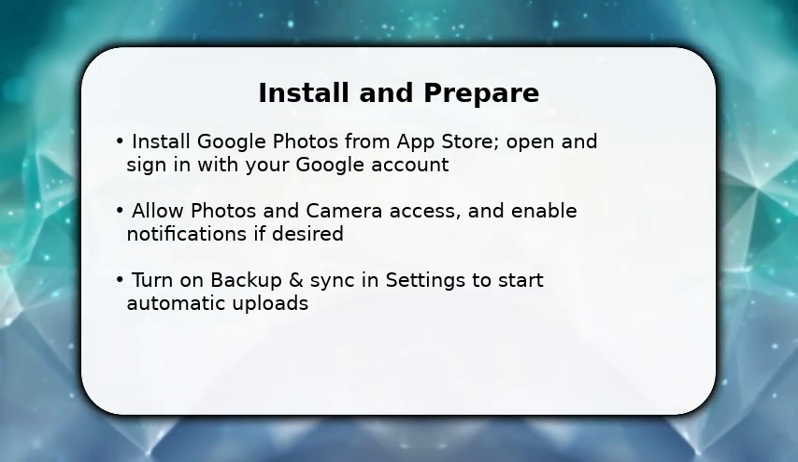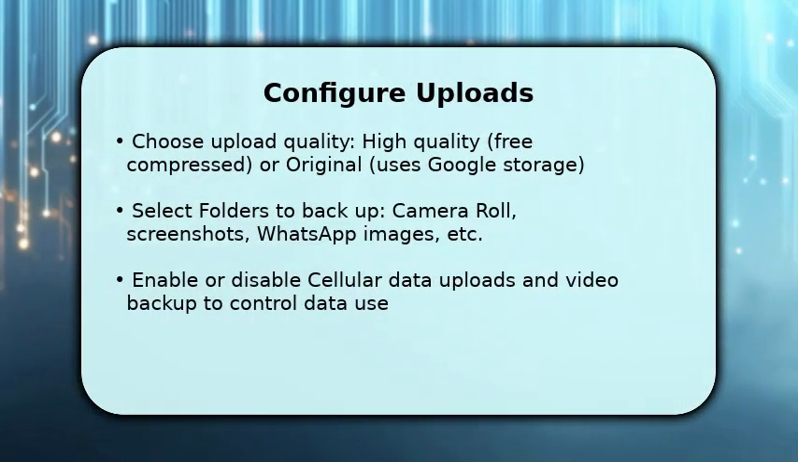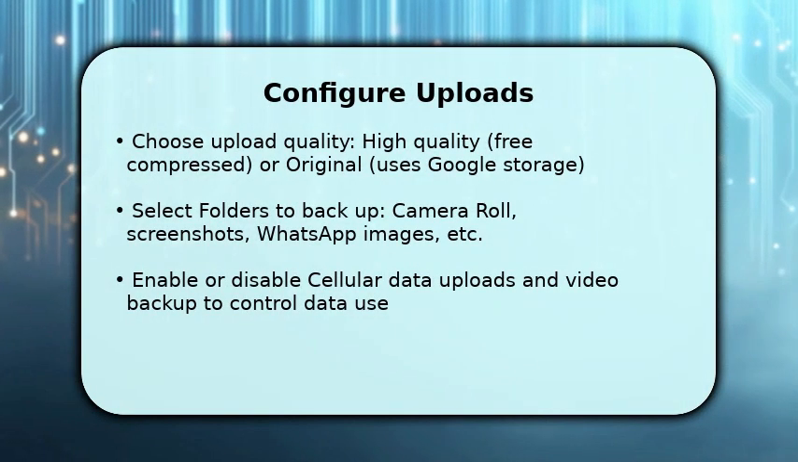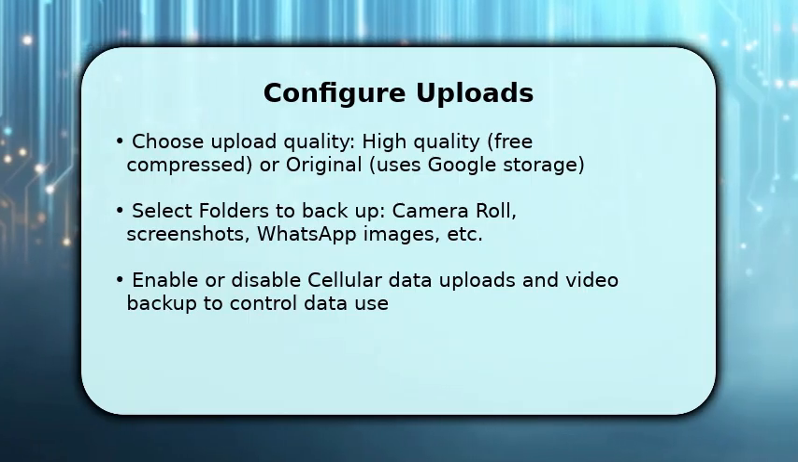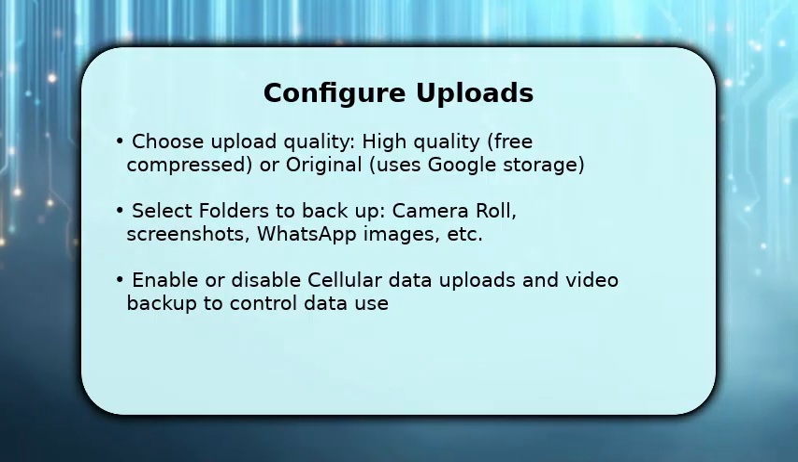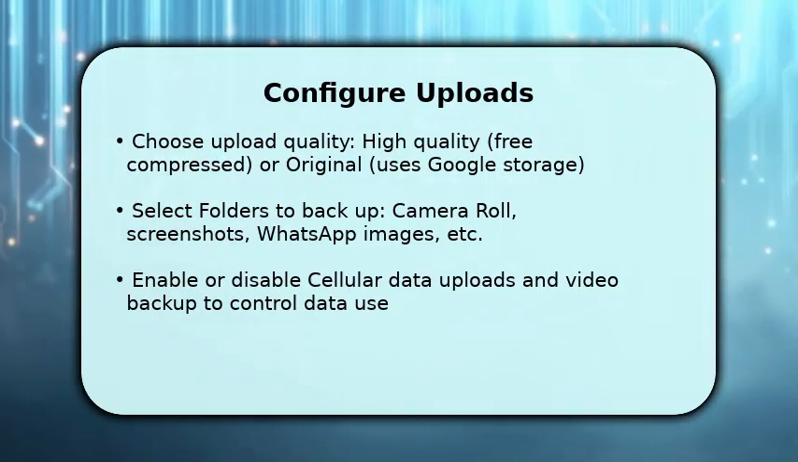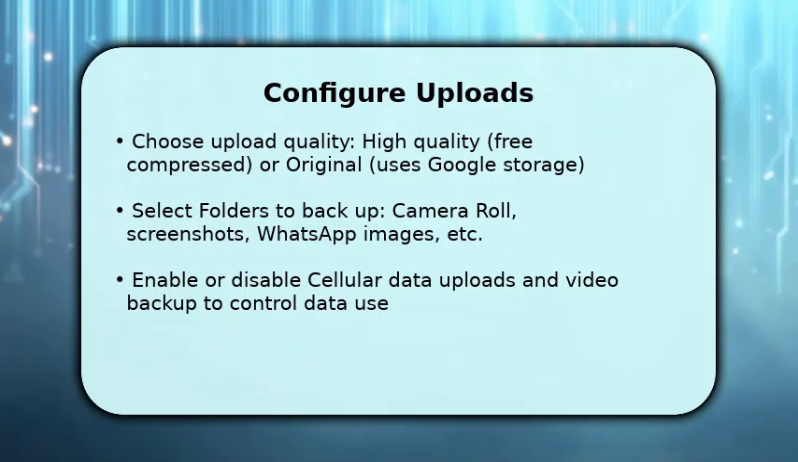Now focus on detailed upload choices that affect space and quality. In Backup and Sync, pick high quality for compressed free storage or original to preserve full resolution using your drive quota. Then tap Backup Device Folders and enable only the folders you want: camera roll, screenshots, messaging app folders.